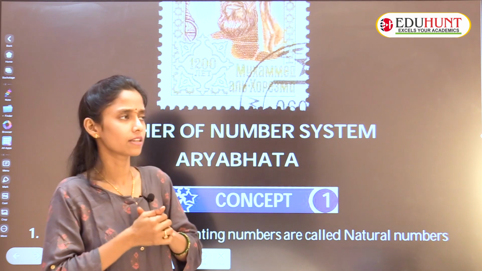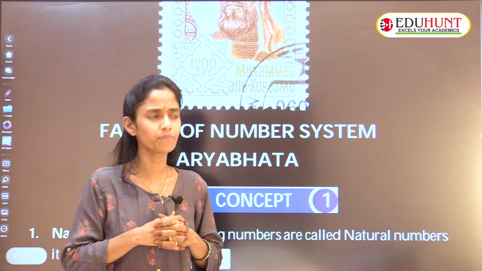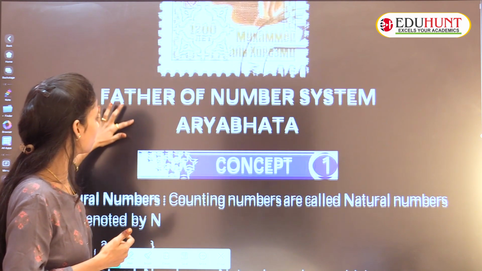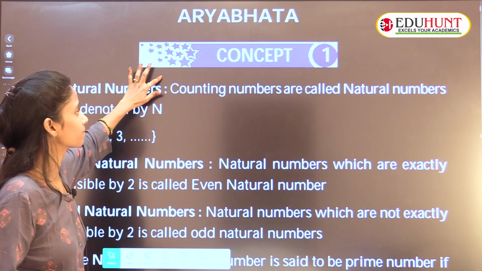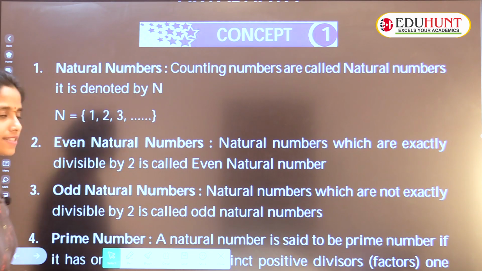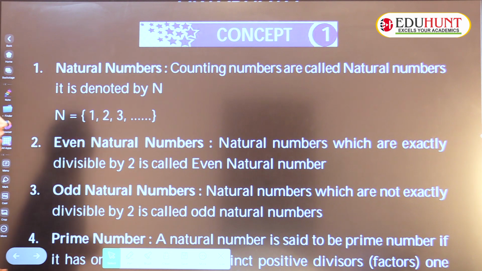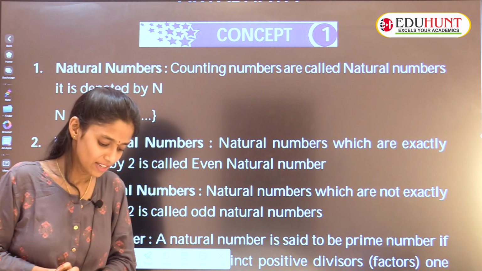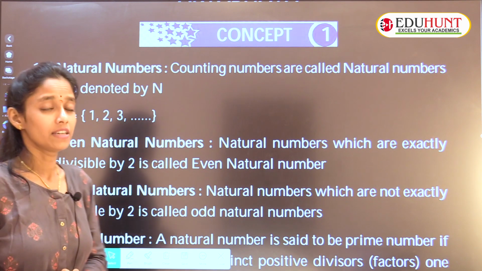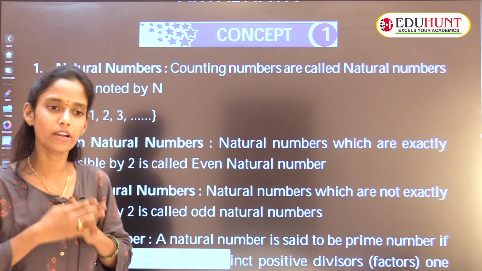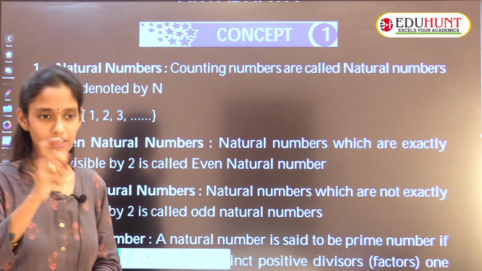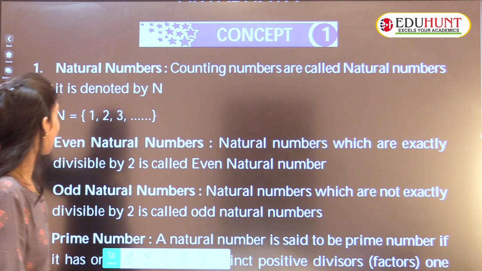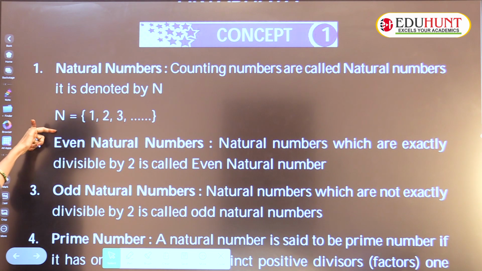So, in this number system, we have different numbers. Okay. First of all, now we are going to enter into the first chapter. We'll see the first concept. Now, guys, see here, our natural numbers, counting numbers are called natural numbers. It is denoted by a capital N. So, capital N means, here see, my name is Indu. I have my individual name. Like that, here first in our number system is natural numbers. That natural numbers will be denoted with a capital N.